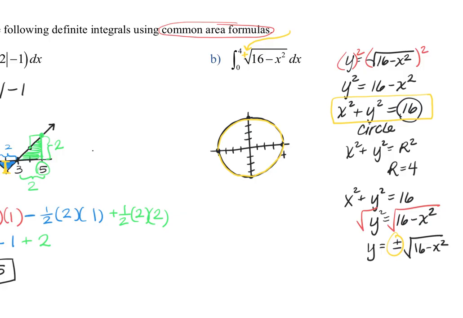But in our case, we weren't given the plus or minus square root. We were only given the positive square root. So what that means is we actually are only graphing the top half of the circle. So I'm going to come in here and erase the bottom half of the circle and only look at the top half. Now that we have the curve graphed correctly, let's go back and look at the integral.